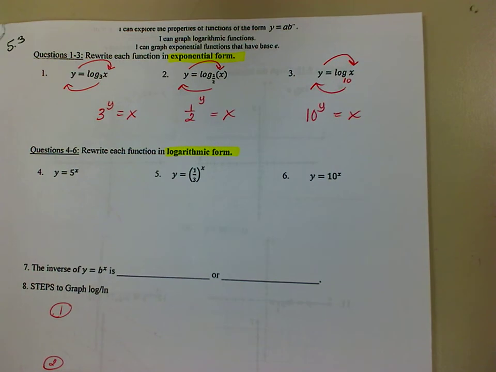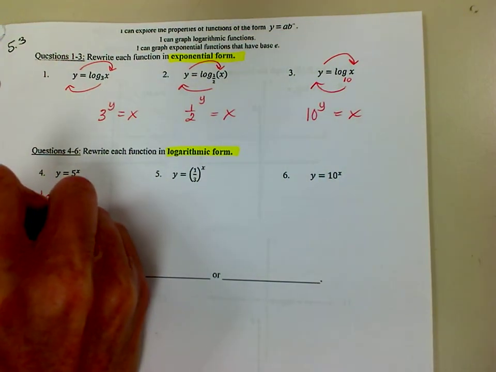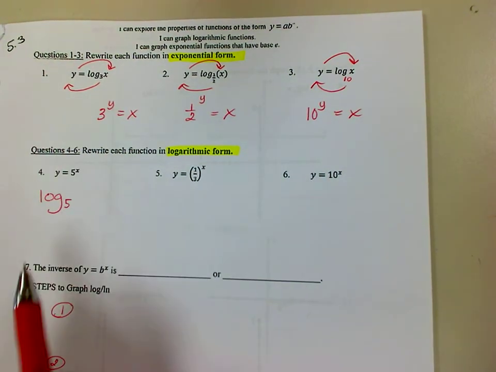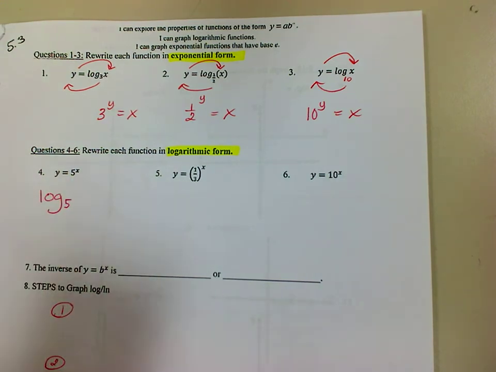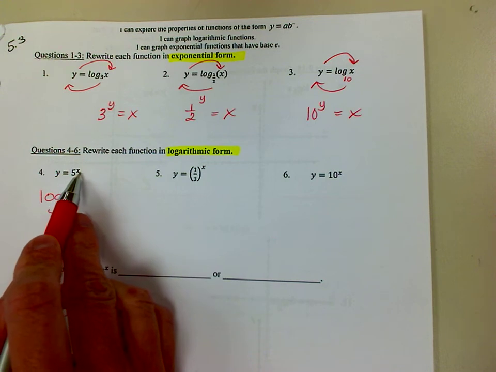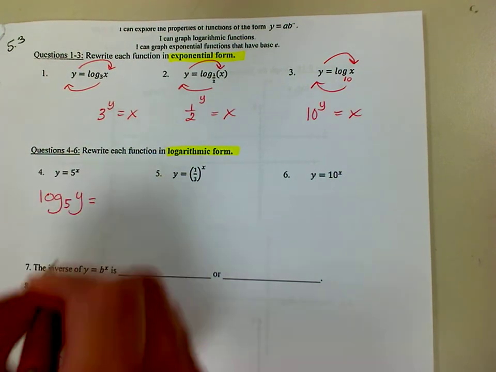Now we're going to do the opposite. So this time I'm giving you exponential form, and you want to give me log form. So log, my base is 5, and these two variables just basically switch places. So since x is with 5 in this equation, y is going to be 5 in the other equation.